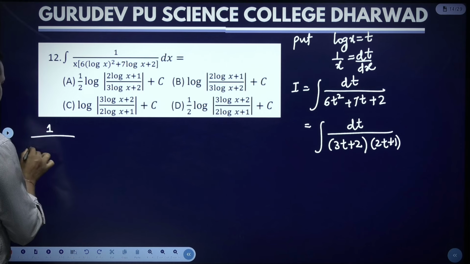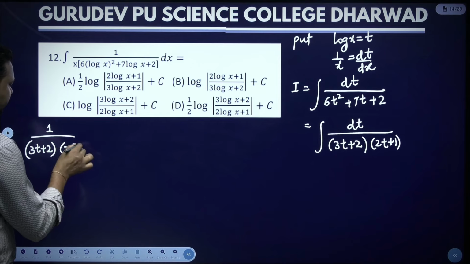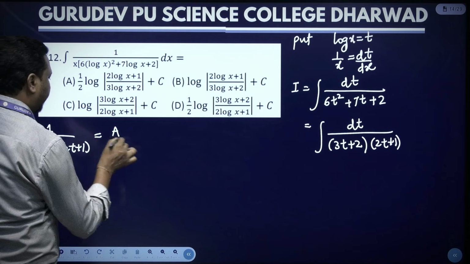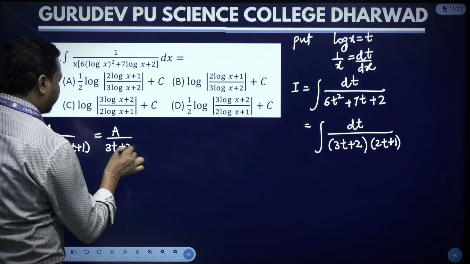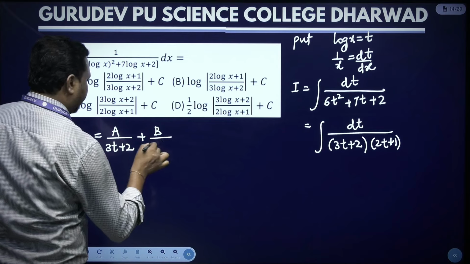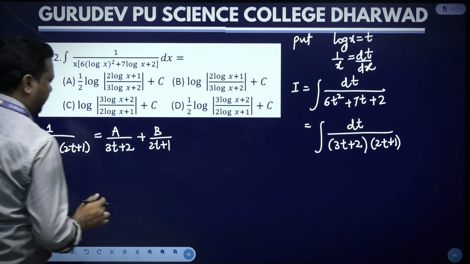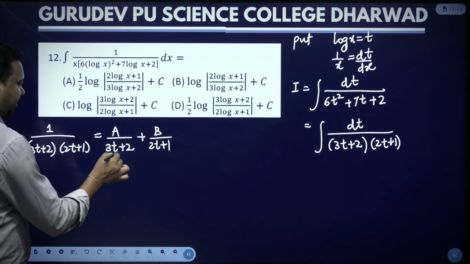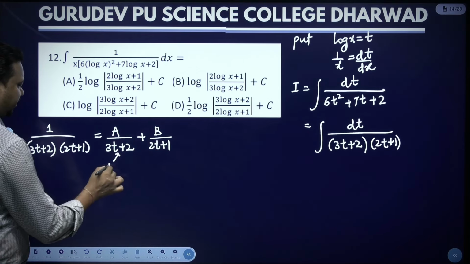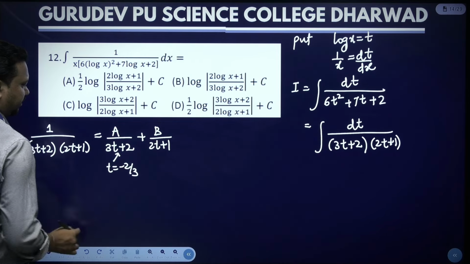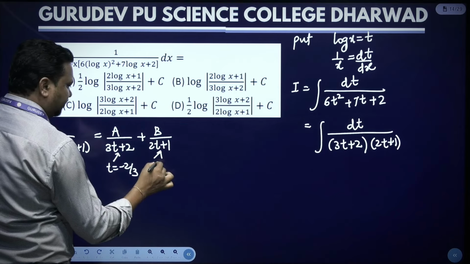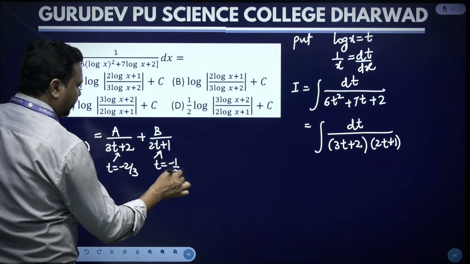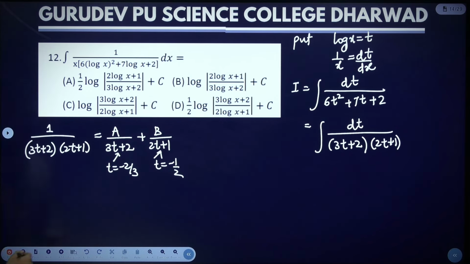1 divided by 3t plus 2 into 2t plus 1 is equal to a divided by 3t plus 2 plus b divided by 2t plus 1. So, when this function becomes 0, when t is equal to minus 2 by 3, right? Minus 2 by 3. When this function will become 0? When t is equal to minus 1 by 2. So t is equal to minus 2 by 3 hakidre. So let me go for this.